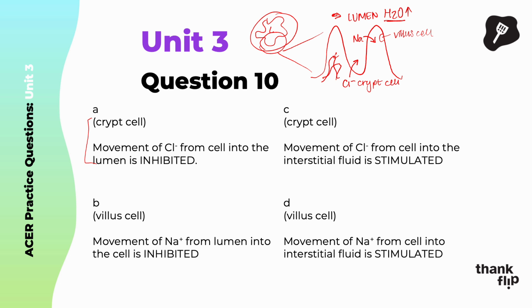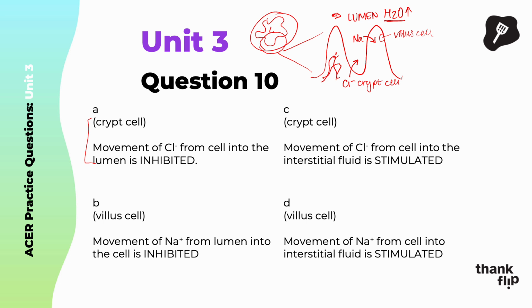So now looking at osmosis, we know that water follows salt. If you have more salt, whether it's Na or Cl, it doesn't really matter. If you have more Na or Cl in the lumen, you're going to have more water in the lumen. So when there's diarrhea, you would expect there to be more sodium or chloride in the lumen.